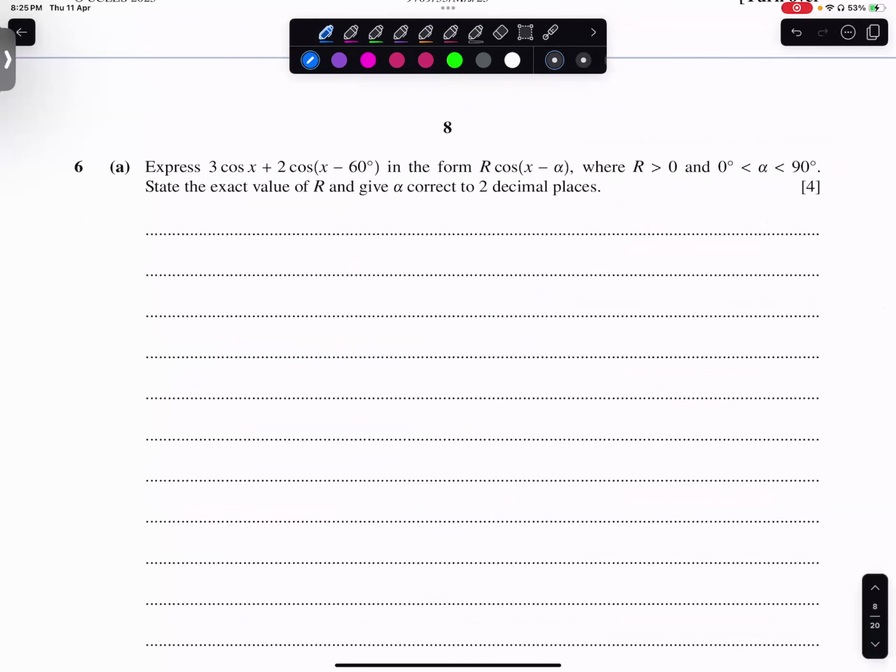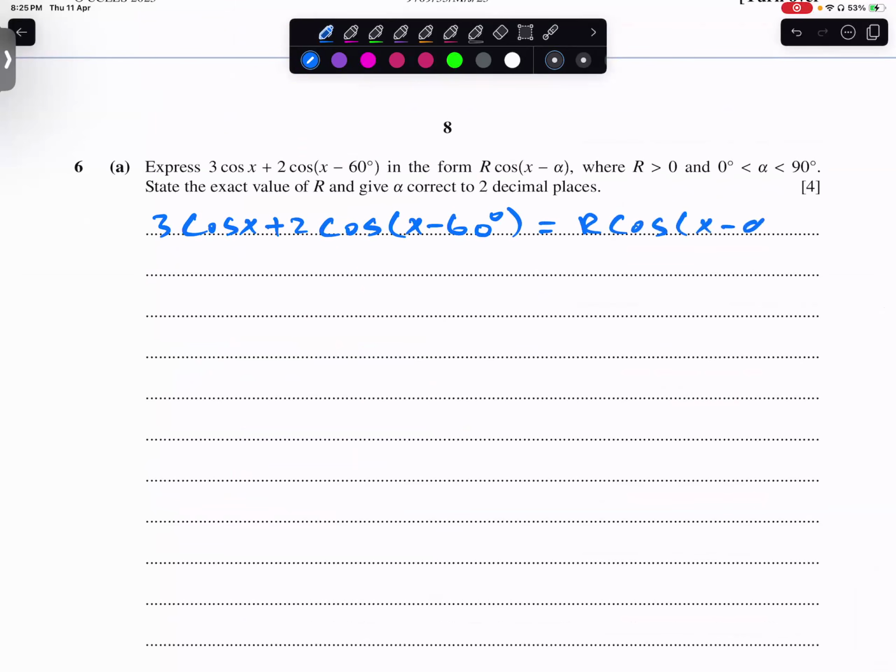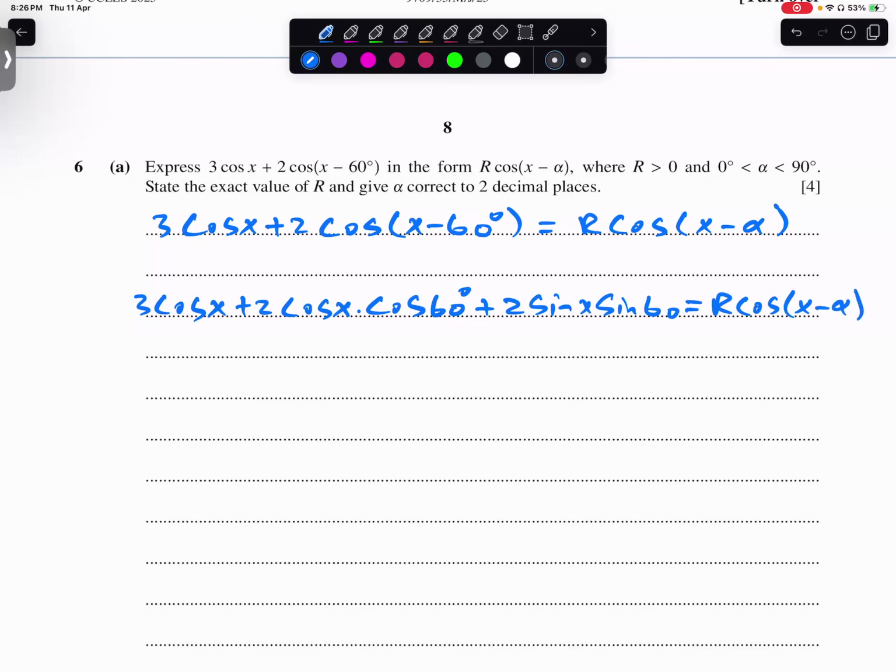Next is from trigonometry, a very interesting question. 3 cos x plus 2 cos of x minus 60 degrees is equal to r cos of x minus alpha. So 3 cos x plus 2 times cos x cos 60 plus sin x sin 60 is equal to r cos of x minus alpha.